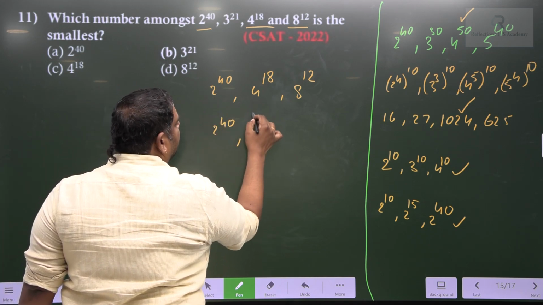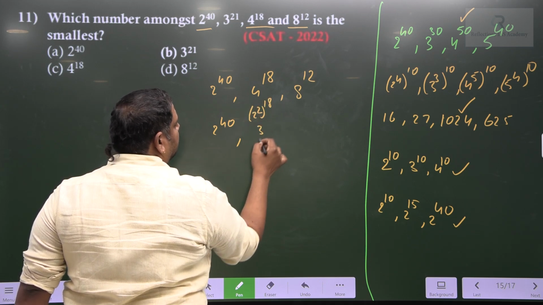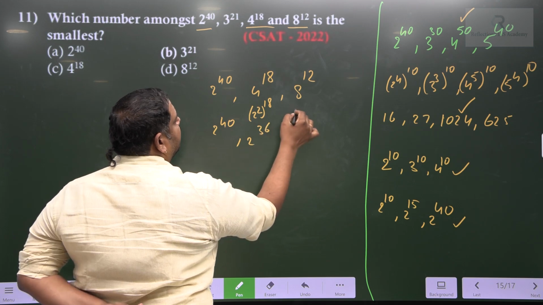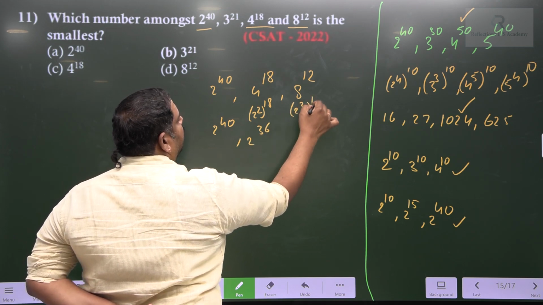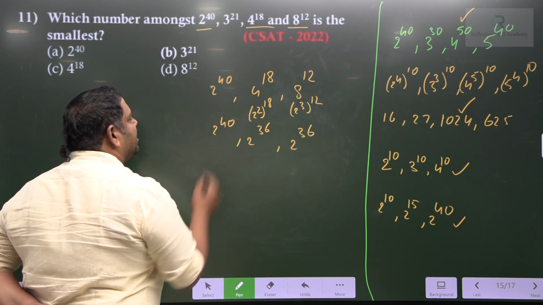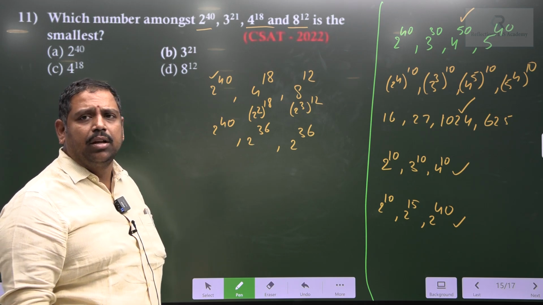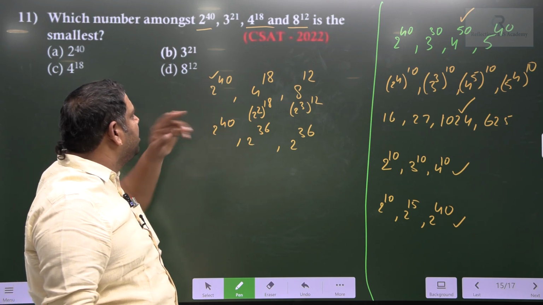Now this is 2 power 40. Can I write this as 2 square power 18, right? So 2 power 36. Okay, next one. It is 2 cube power 12, so 2 power 36. Sir, I realized one thing, that this is the greatest among the given. Is he asking about the greatest or least? Least means this will be the answer or will not be the answer?